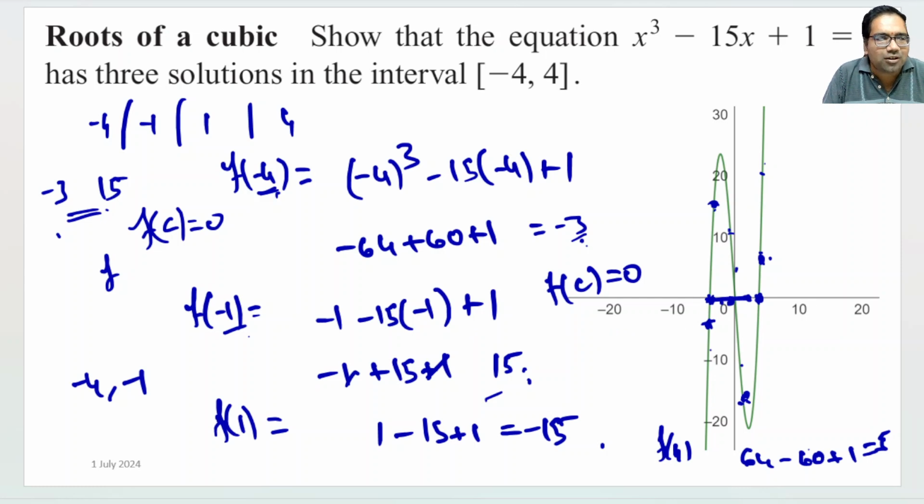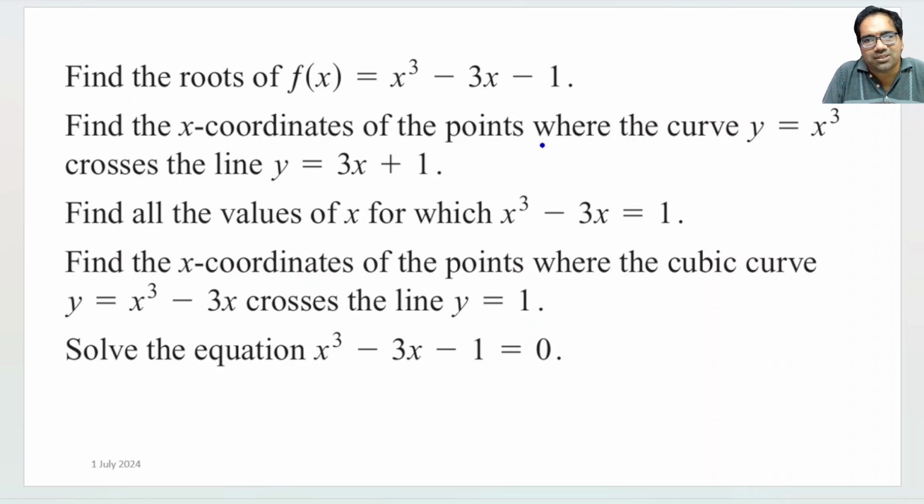Okay. Now that we are talking about roots, let us look at these statements. In fact, they are very similar. In fact, they are exactly the same. Find the roots of this equation. What does that mean? This equation, when it is crossing the x-axis. What does this statement mean? Whenever it is crossing the x-axis.